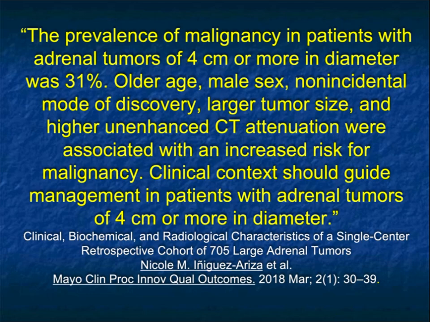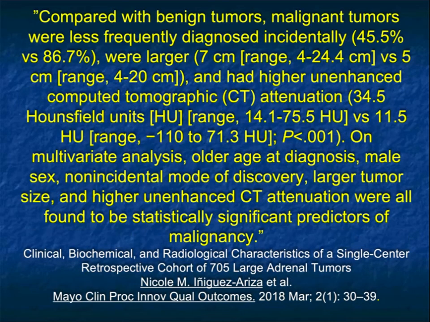Clinical context should guide management of patients with tumors over 4 cm. Now, one thing I also remember with the Mayo Clinic, and you also know the Mayo Clinic is in Rochester, Minnesota. They're in the middle of nowhere, and I mean that as a compliment, but they have a lot of referrals to them. So sometimes their numbers are a bit on the high side in terms of where malignancies are. So less than 1/3 of all large masses are going to be malignant. That's kind of a good thing to remember.